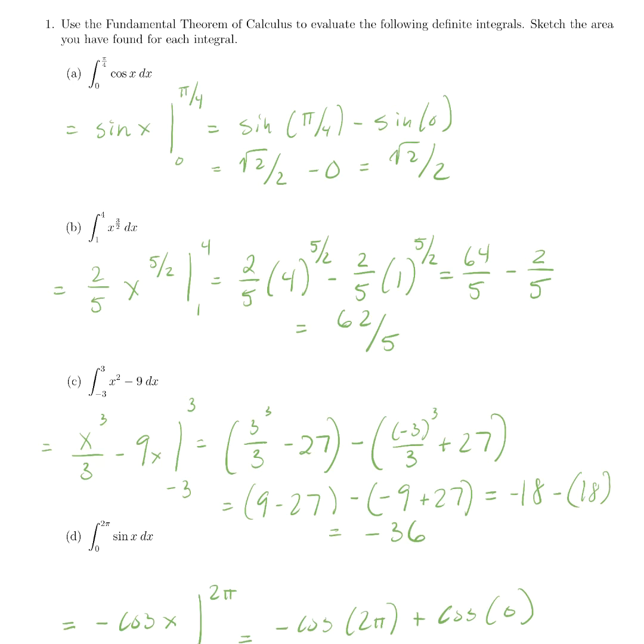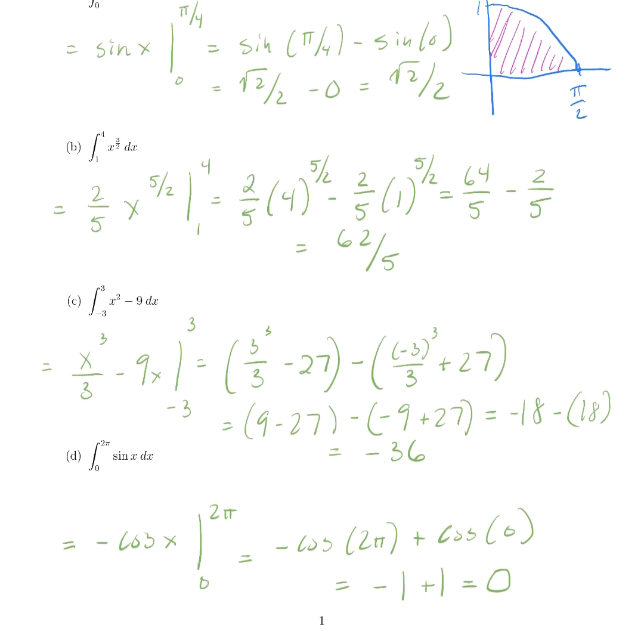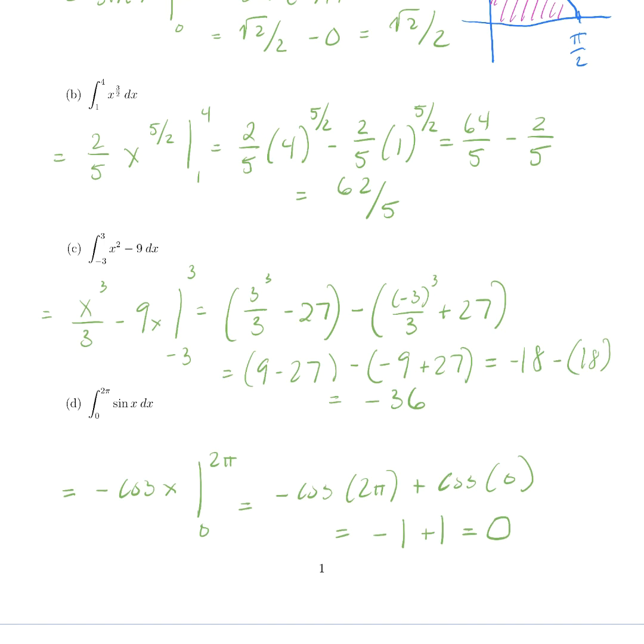So the first thing we do is write down a function whose derivative is cosine. That is sine x, and we're going to evaluate from 0 to pi over 4. So that's sine of pi over 4 minus sine of 0, and we get root 2 over 2. And what have we just found? We found the area between cosine and the x-axis from 0 to pi over 2. So that cosine is 1 at 0, and it comes down to pi over 2. So we found this area right here.